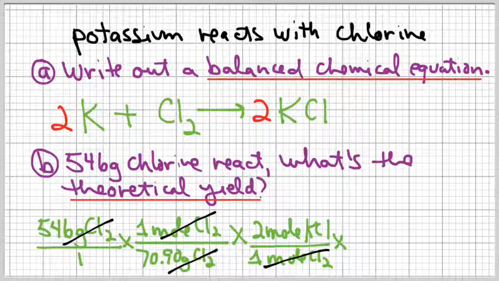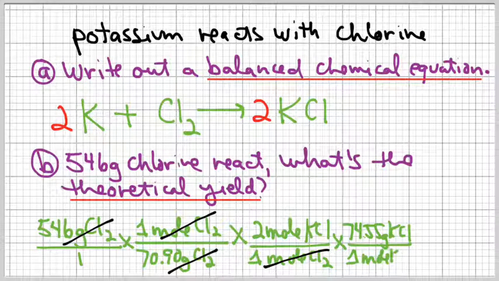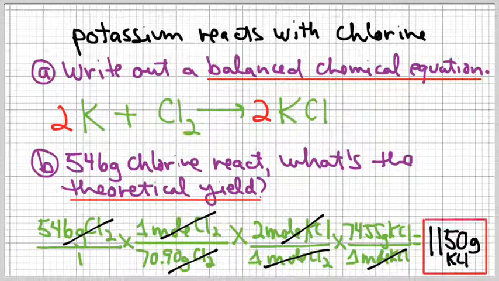So now we're allowed to use the ratio. And then finally, they want the answer in grams. So we'll multiply by the molar mass of the product. Again, our labels cancel out. We do all the math. We're going to use three significant figures, and we get 1,150 kilograms of potassium chloride.